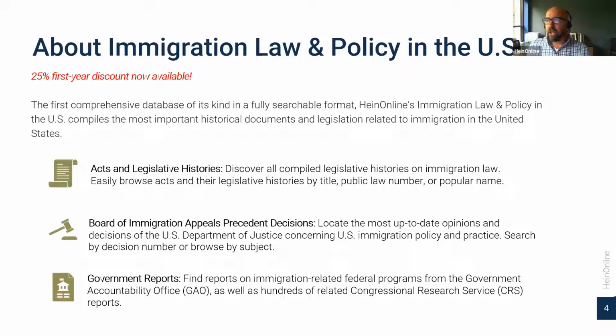So the immigration law and policy database within HeinOnline is the first of its kind in terms of its comprehensive, fully searchable format. It includes a number of sub collections of material, acts and legislative histories. The legislative histories are what comprise the different acts of the federal government that cover immigration law and policy for the country. They're broken down by title, public law number, popular name, and so on.